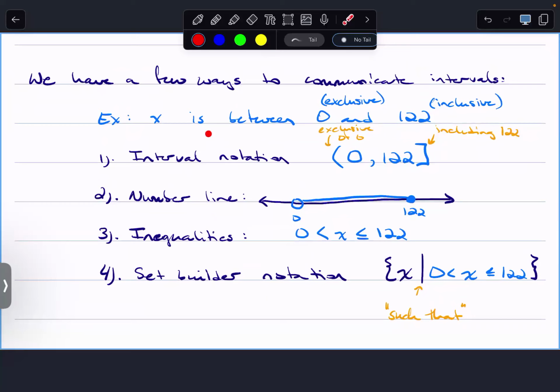New example. So if x is between 0, as soon as you're born, you are an age, right? And so let's exclude 0 just as an example, and then up to 122 inclusive, right? Because exclusive and inclusive behave differently in intervals and interval notation.